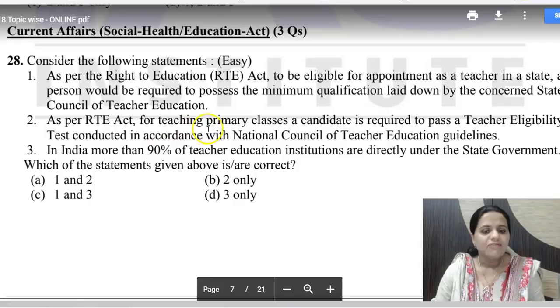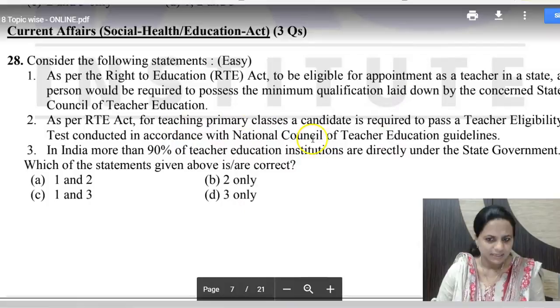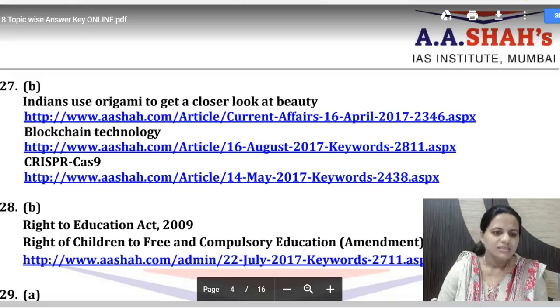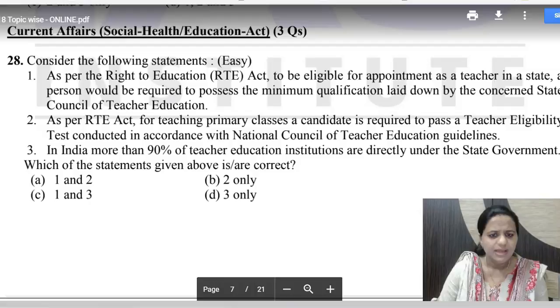As per the RTE Act, for teaching primary classes, a candidate is required to pass a teacher eligibility test conducted according to National Council of Teacher Education guidelines. This is correct. And in India, more than 90% of teacher educational institutions are directly under the state government. This is incorrect. They're actually under the private sector. So here, the correct answer is B. And the Right to Education amendment which has been proposed has been discussed in news quite often, and regarding teachers' qualification, the relaxation being given has quite often been in news.